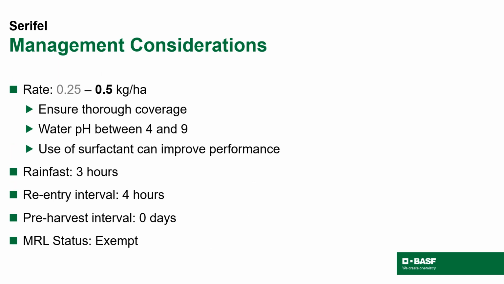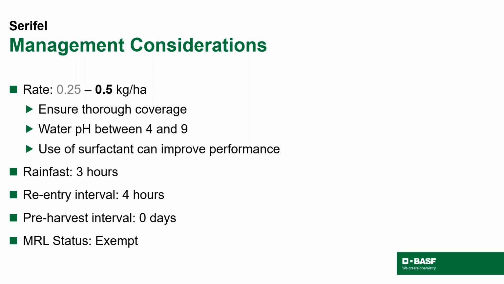So a few of the management considerations for Serifel. As I said before, we will have a rate range, but we recommend 0.5 kilograms per hectare for better consistency when using it. Ensuring thorough coverage is very important, so make sure those water volumes are high enough that you're going to cover that whole plant, because it's important to get as many of those live spores covering all of the plants. That's part of the way that they can control those pathogens, is that they're able to spread and cover everything.